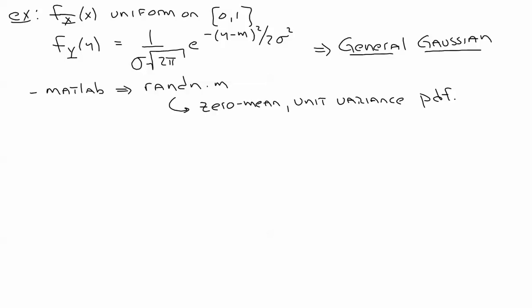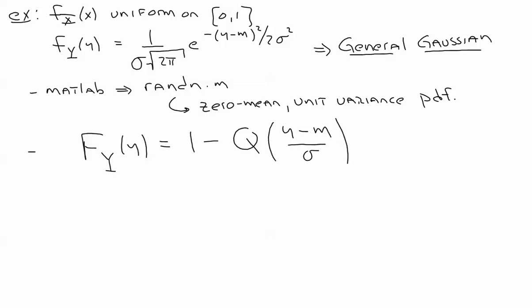So how do we do that? Well, once again, I need to know the cumulative distribution function. I've created this for you earlier. The cumulative distribution function for my general Gaussian is 1 minus the Q function evaluated at y minus m over sigma. And I'm going to set that equal to x and invert it.